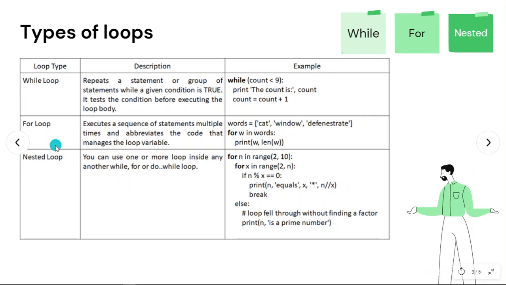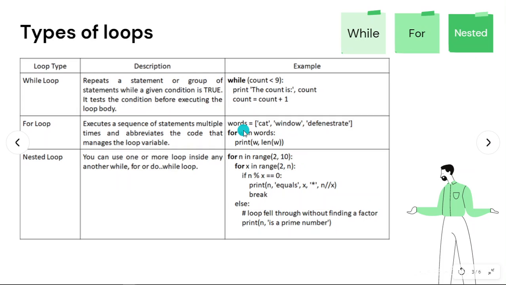Okay, so the next statement is the for loop. In the for loop we are implementing the same looping idea, but the for loop is somewhat different from the while loop. While loop executes based on a particular condition, while the for loop executes based on a sequence of statements. So here we execute a sequence of statements multiple times, with code that manages the loop variables. So here is the example.